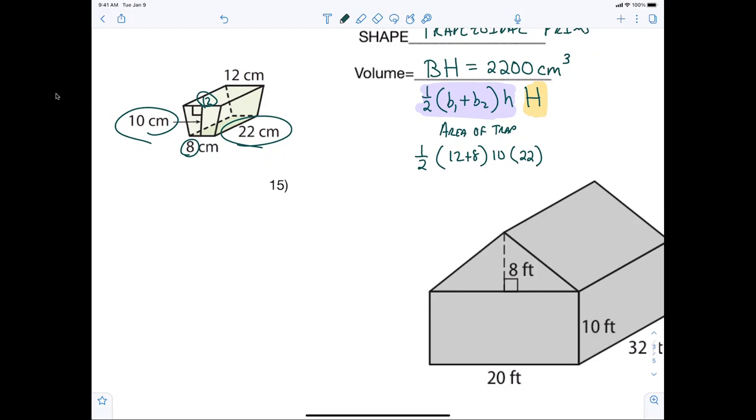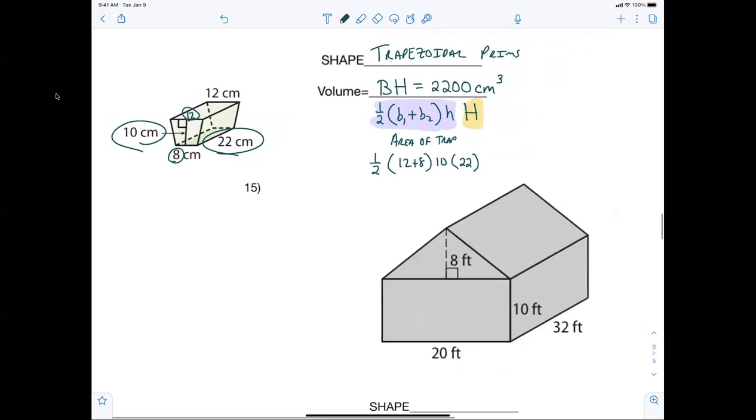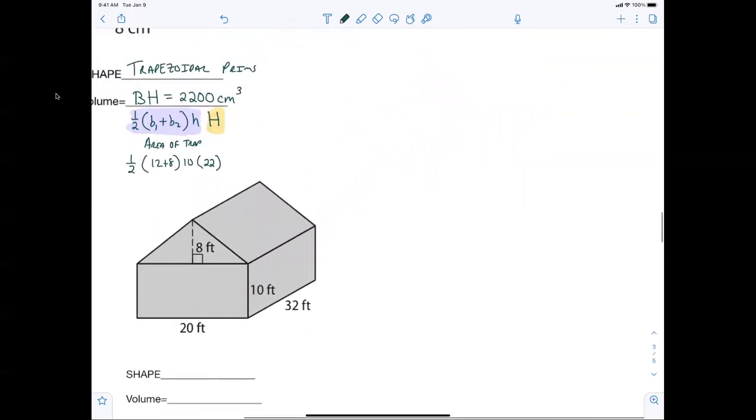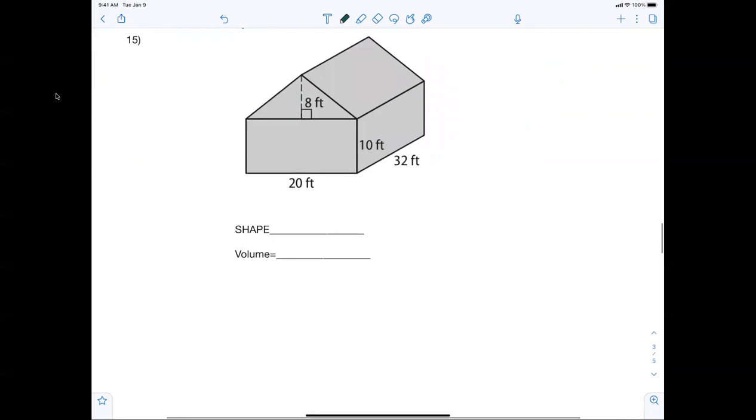All right. Very good. So now we're going to go into the harder problems, which are called composite figures. I want everybody to look at number 15. We basically just describe this as a composite figure.